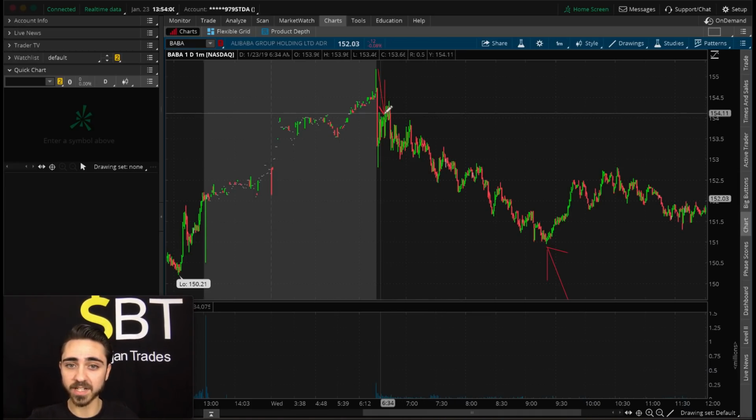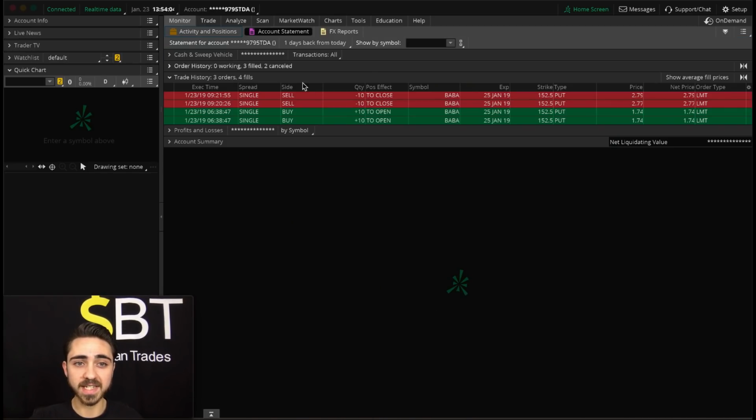So I got into the trade here, 6:38. Took the profit. If you guys can see here, it was two different orders, one at 9:20 and one at 9:21. My whole plan for this trade was to take my profit at 151. That was basically where I expected the stock to go, where I wanted to get out of the trade and take my profit.